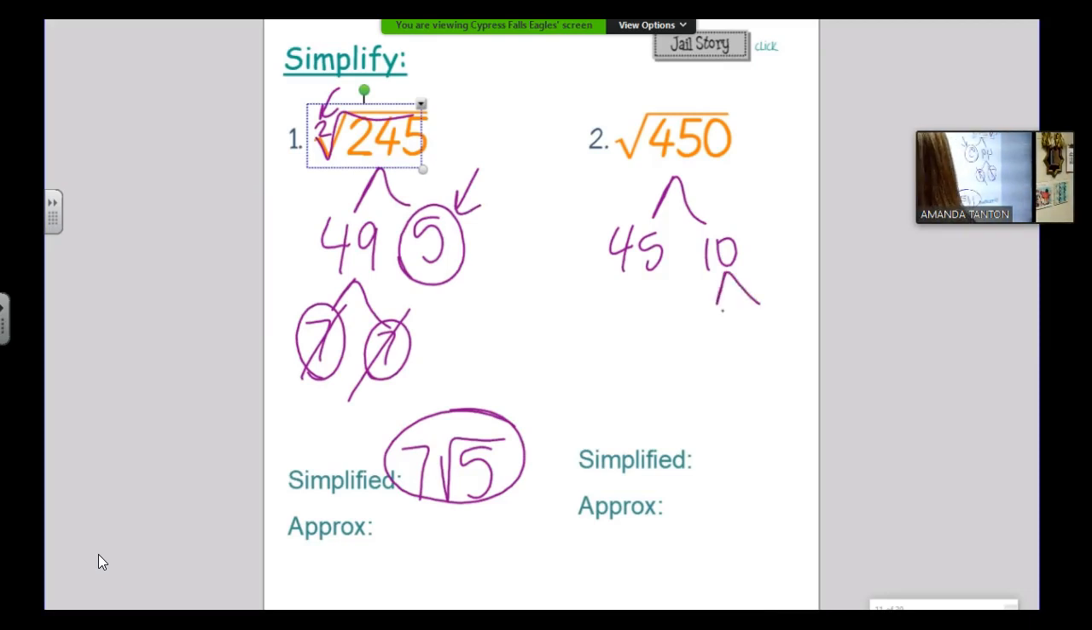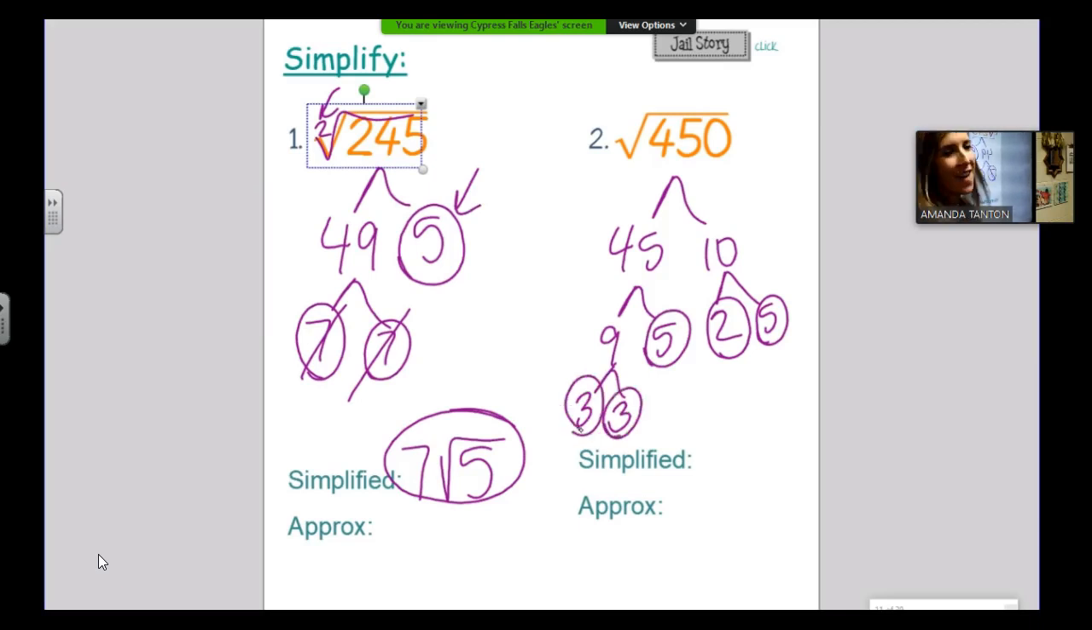2 and 5. Prime and prime. Circle, circle. 45. 9 and 5. That's one of the options. 9 and 5. 5 is prime, circle. Look how pretty this tree is. That's a fun little tree.